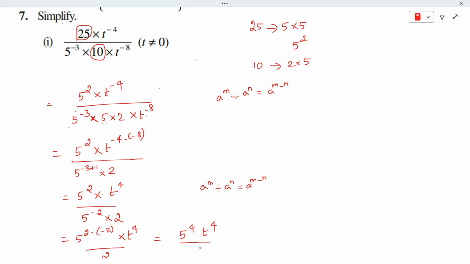or you can either put multiplication symbol or you can ignore it, by 2. So here you can see powers are same, so you can multiply the bases. So 5t to the power 4 divided by 2 is going to be your answer. So what law I'm applying here? It's a power m into b power m is equal to a into b the whole power m, isn't it?